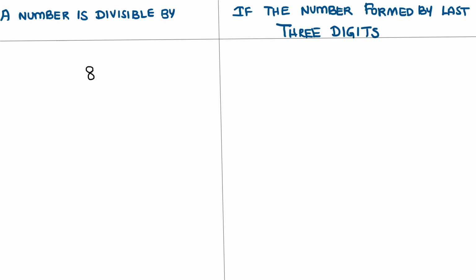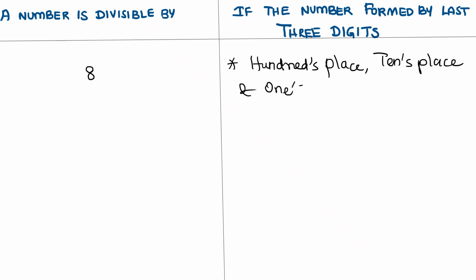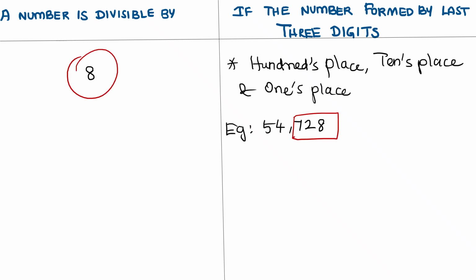For the divisibility rule of 8, what are the last three digits? That is the hundreds place, tens place and ones place. The hundreds place, tens place and ones place of the number should be divisible by 8 altogether. Let's take an example for better understanding. If I have 54,728, here 728 should be divisible by 8. Then only I can tell the whole number is divisible by 8.